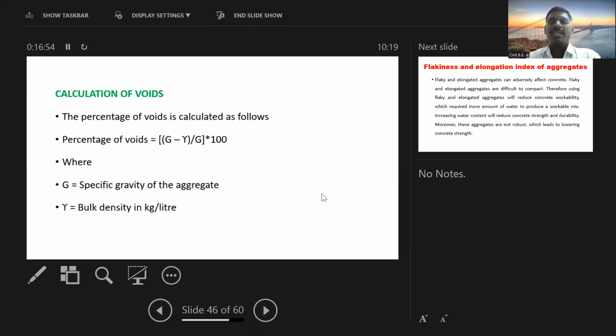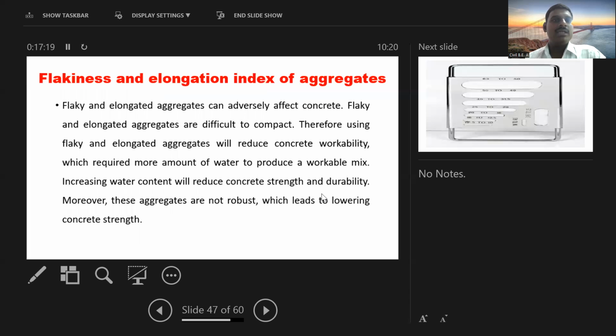Here again, we can calculate the voids present in the particular filled bucket. The percentage of voids is equal to G minus gamma, that is, specific gravity minus bulk density, divided by specific gravity, into 100. So we will get the percentage of voids present in that particular bucket.